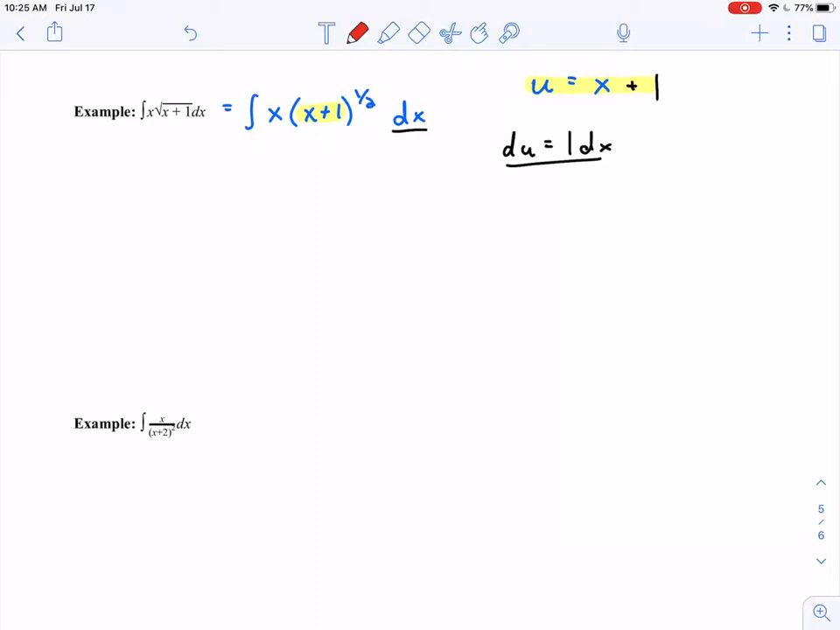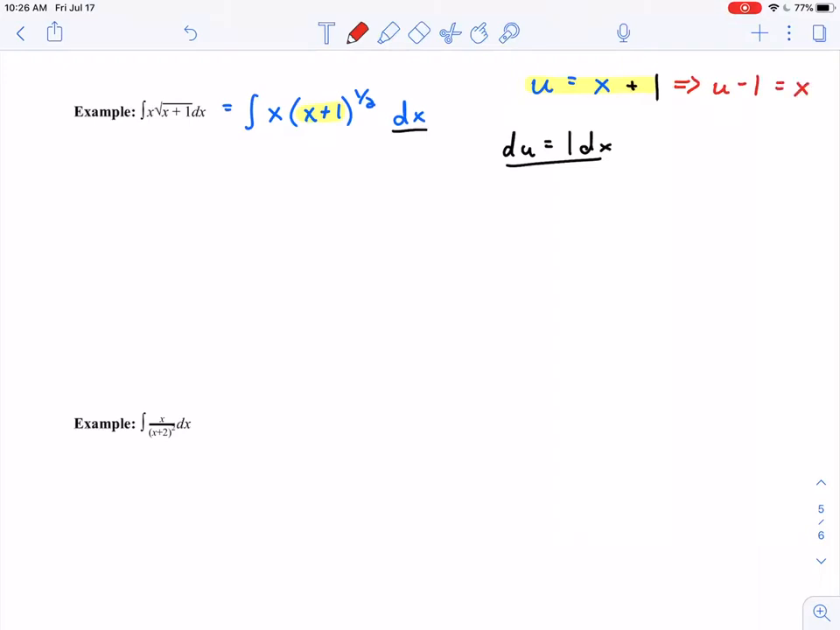Because I don't want to substitute this in. If I try to substitute in everything that I have, I'll end up with x times u to the 1/2 du. I'm mixing and matching my variables again, and I really don't want to do that. So I do need to account for this x in some way. I'm going to look back at what I have here, because this is really all I have to work with. I'm going to ask, hey, can we solve that equation for x? And it turns out that, yes, we can. If I just subtract 1 from each side, that gives me u minus 1 is equal to x.